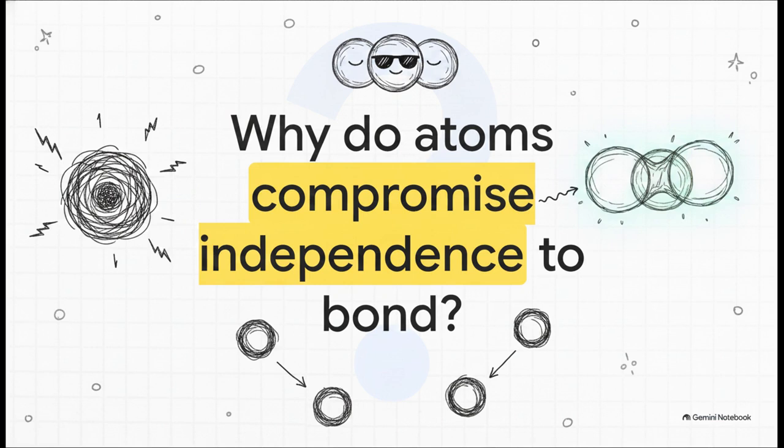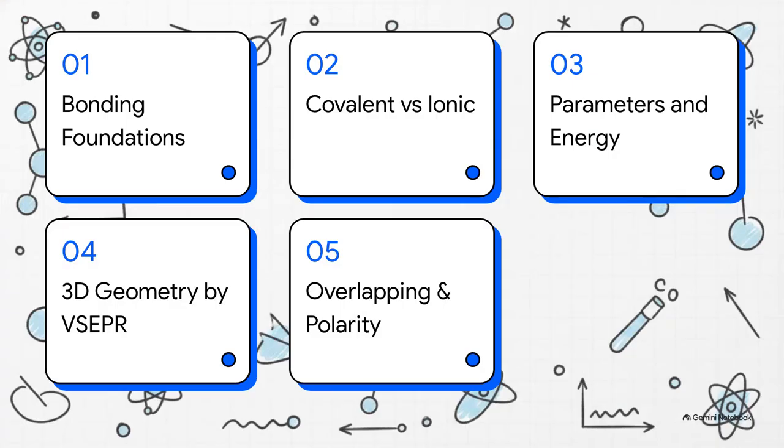Think of the noble gases. They're basically the cool kids of the periodic table. They are already perfectly stable, so they really don't react much. Every other atom out there is just trying its hardest to be like that. ये रहा हमारा syllabus checklist for today's explainer. We'll cover the foundations of chemical bonding, covalent versus ionic bonds, bond parameters and energy, 3D geometry via VSEPR, and finally, overlapping, resonance, and polarity.